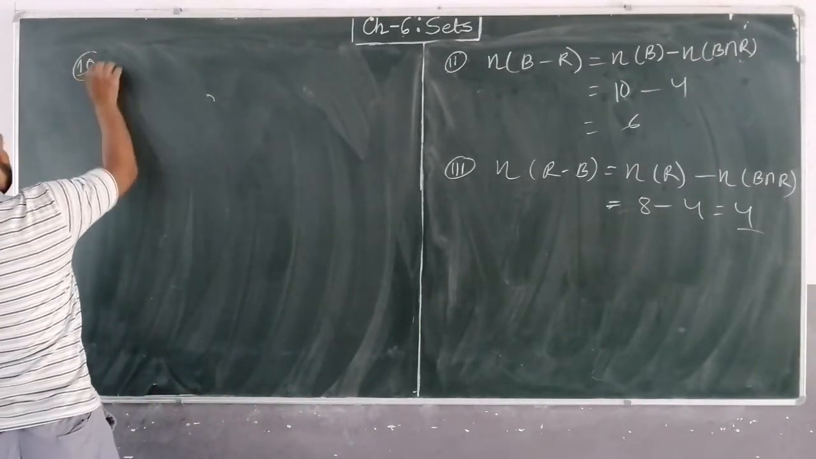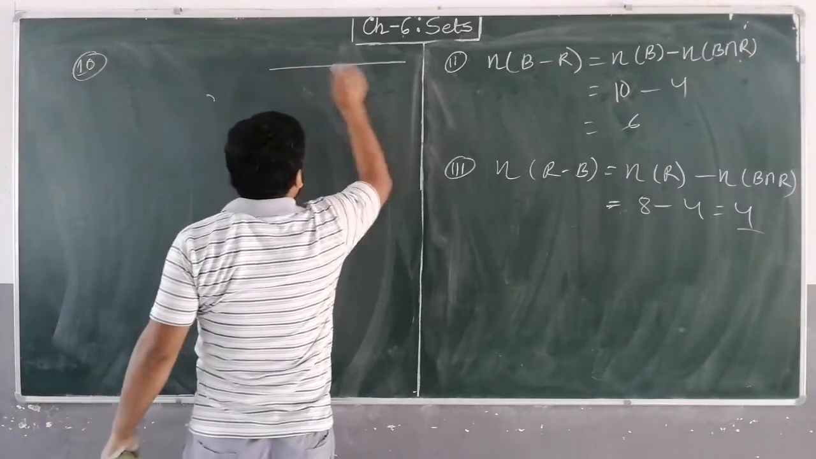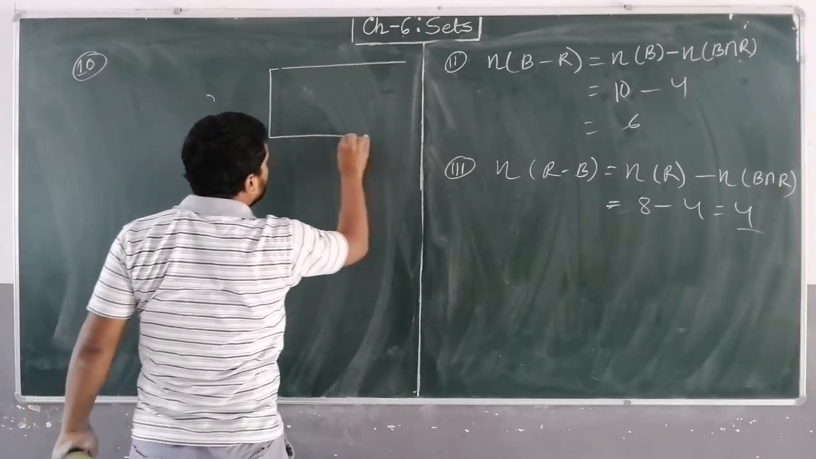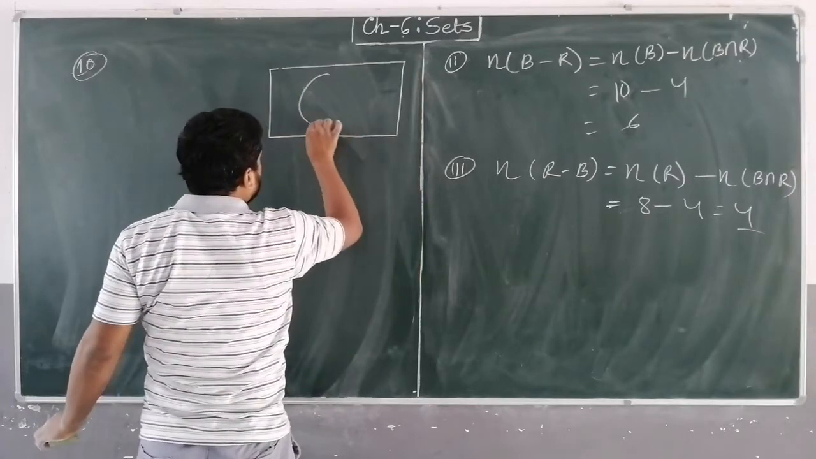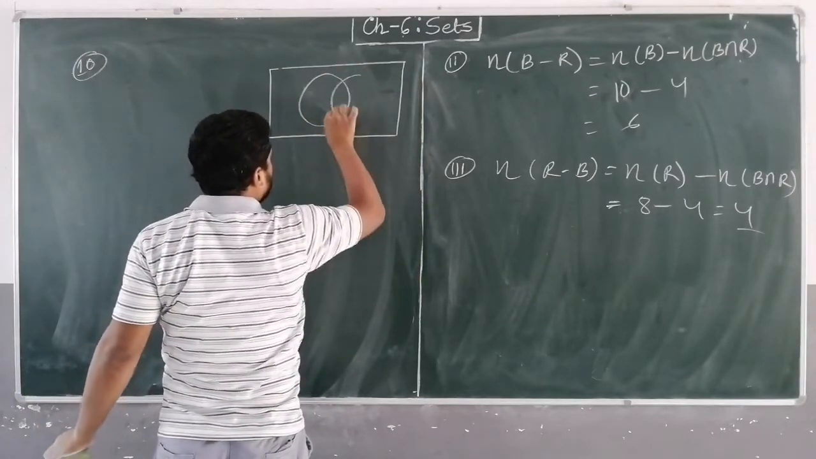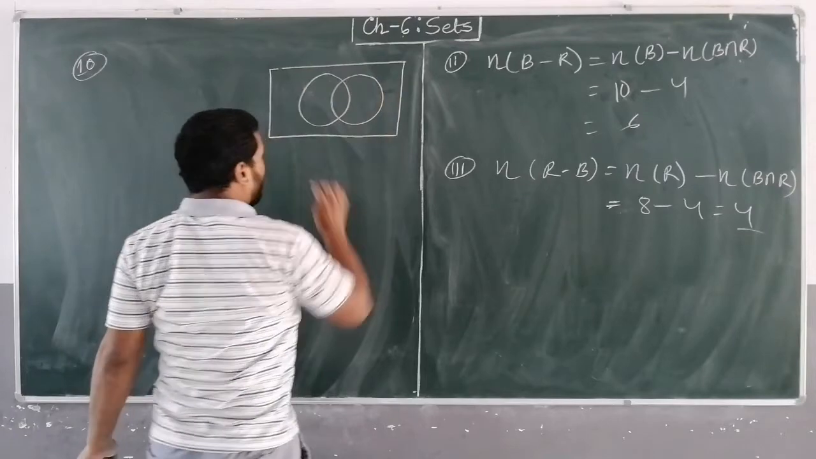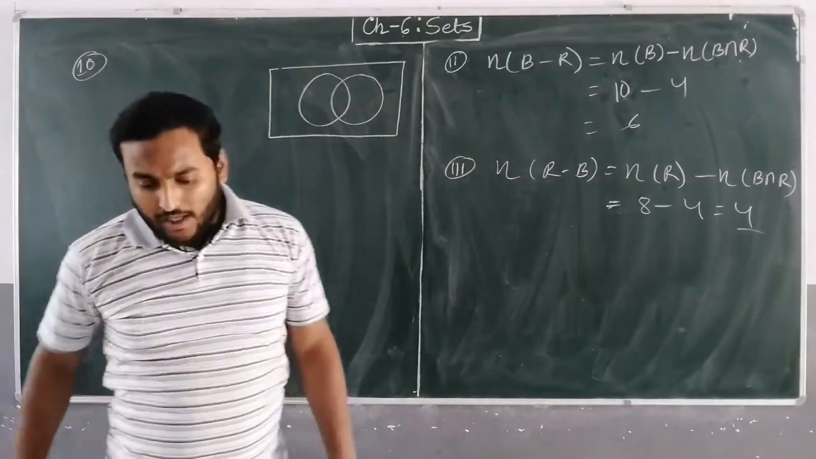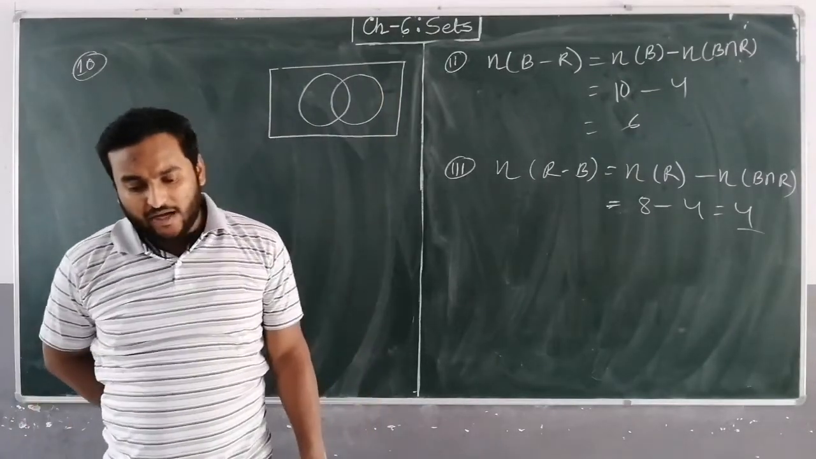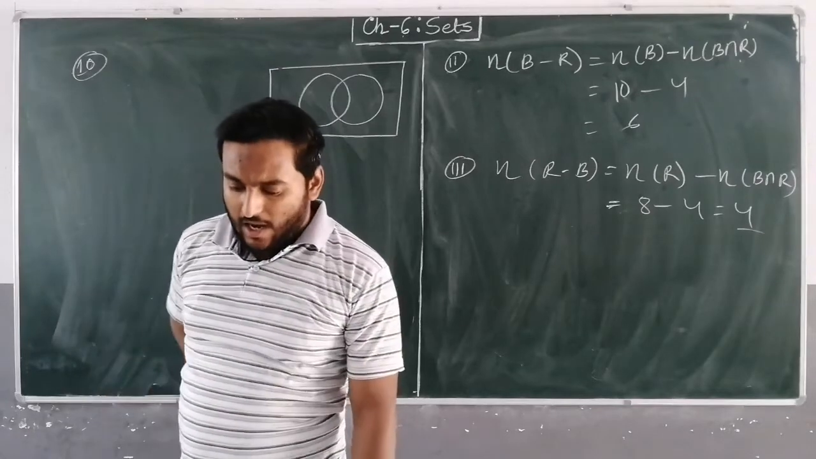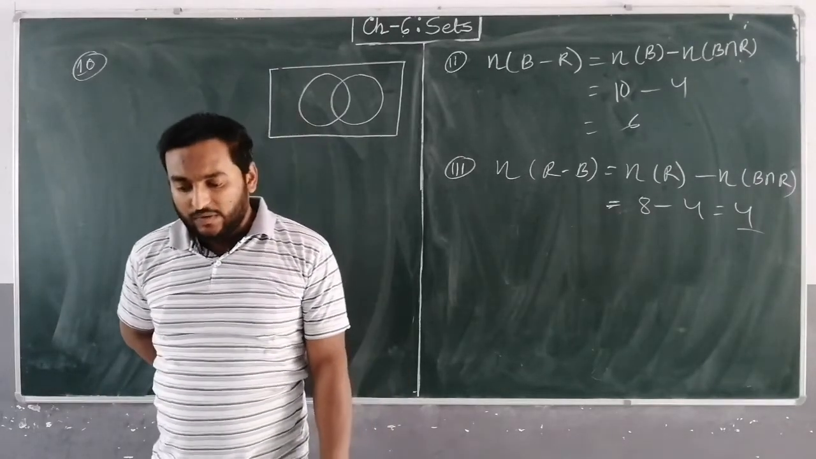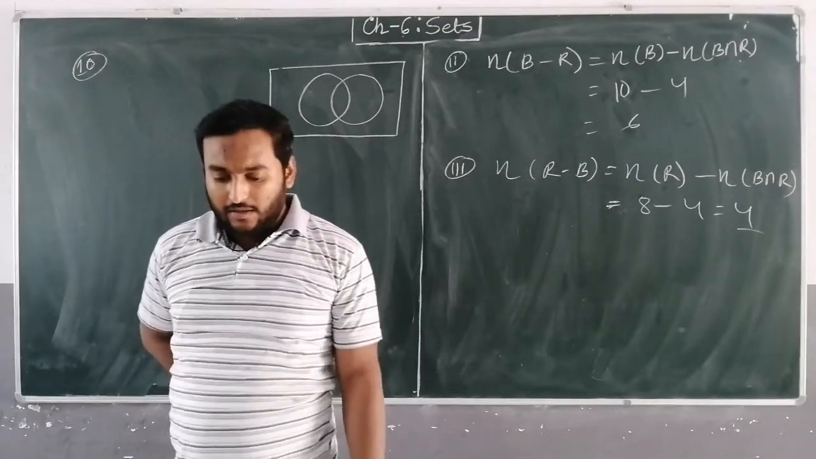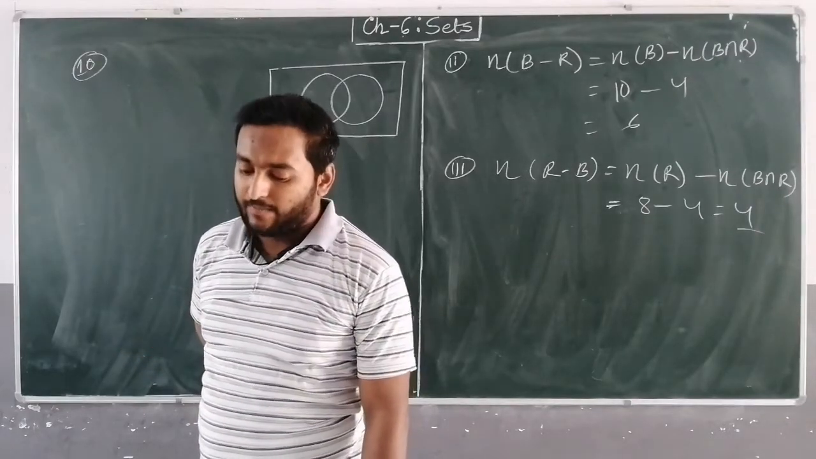So question number 10, draw the Venn diagram. Read the question very carefully. In a group of 70 people, 37 like coffee, 52 like tea, and each person likes at least one of the two beverages. How many like both coffee and tea?